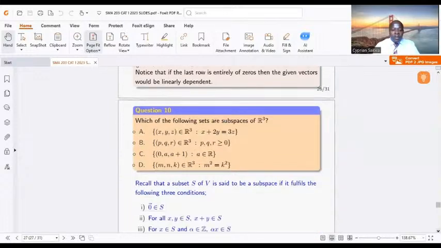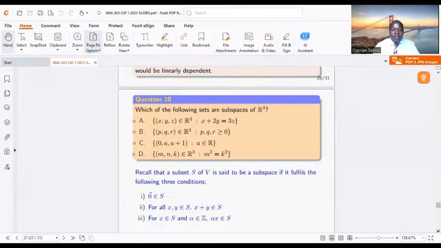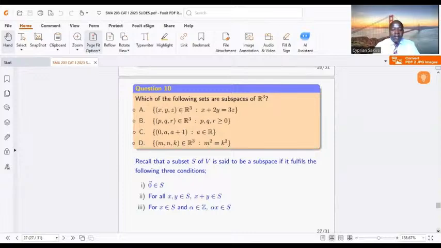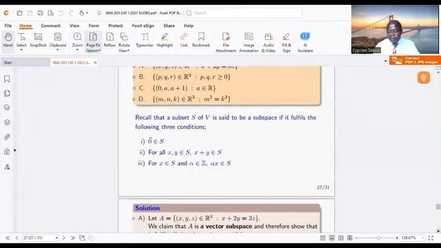Now, let's look at this other question. Which of the following sets are subspaces of R3? First, I gave conditions that a subset should satisfy to be a subspace. The first condition is that the subset should have the 0 vector. If S is to be a subspace, it should have a 0 vector.